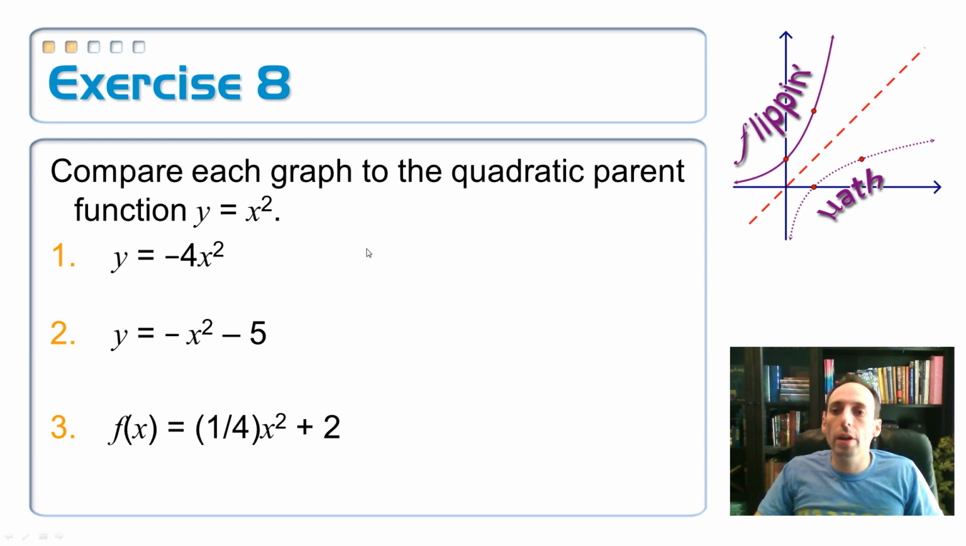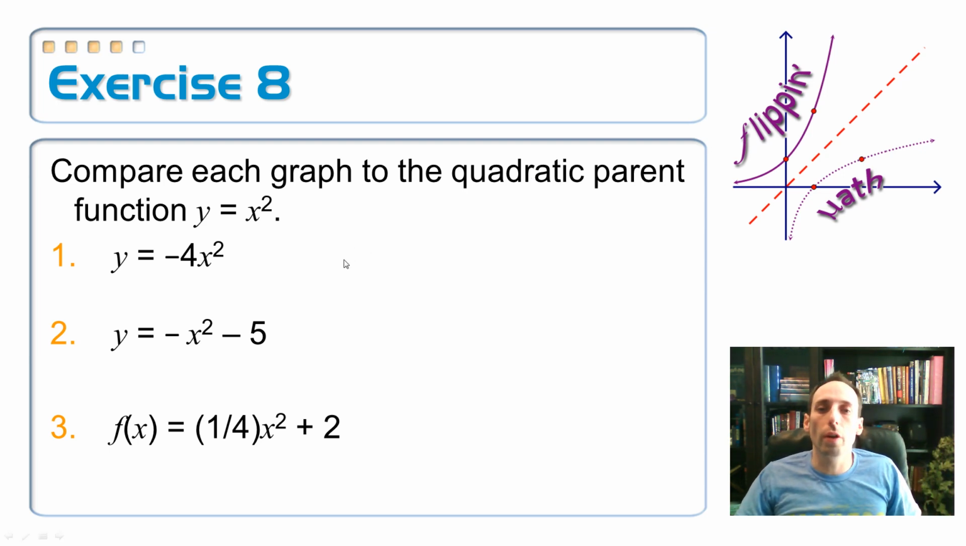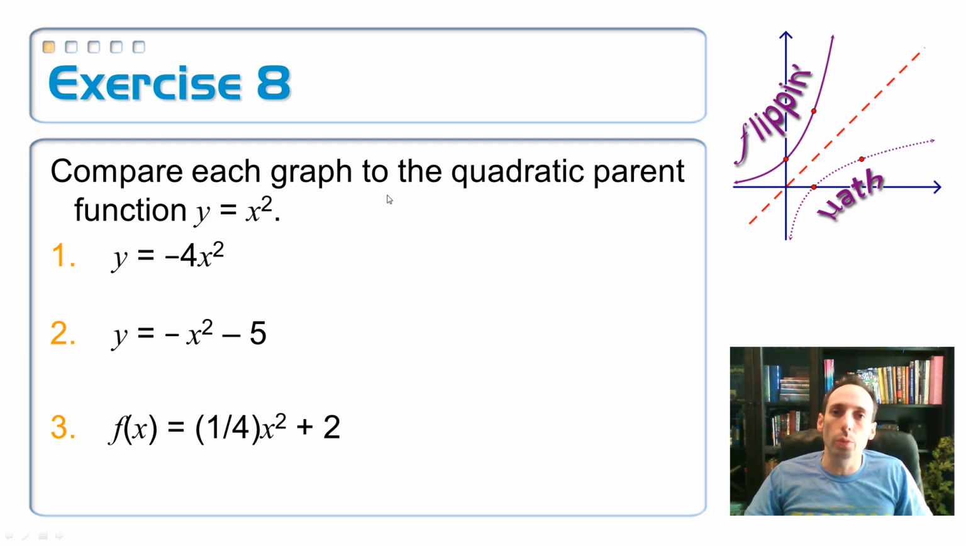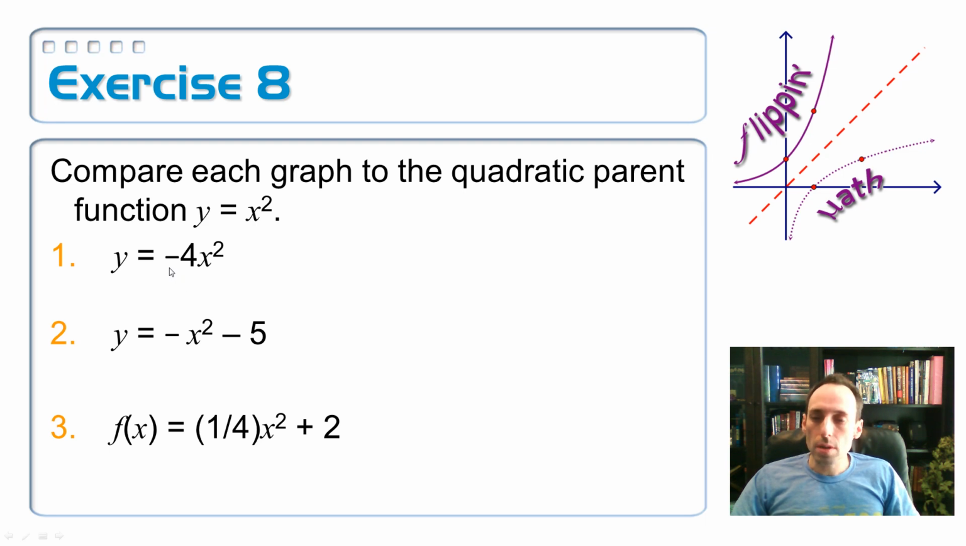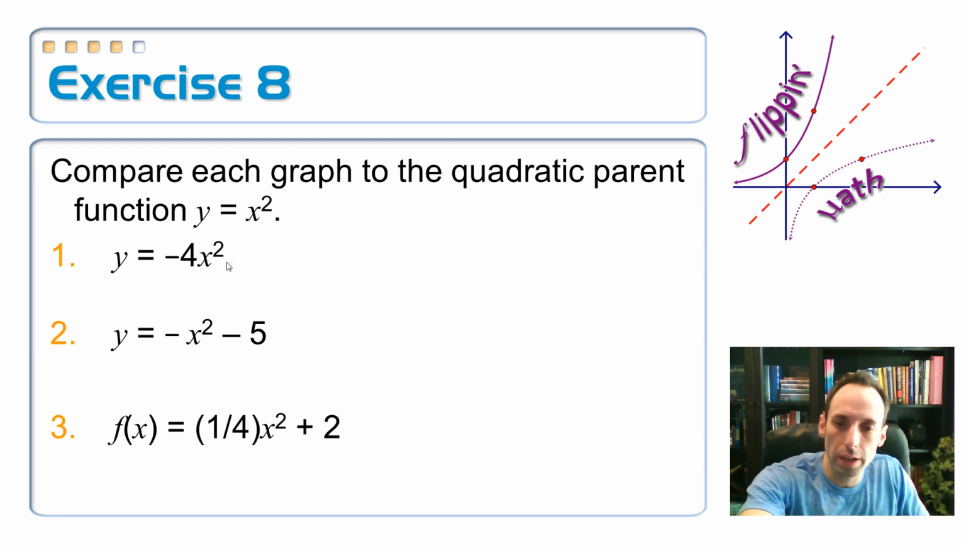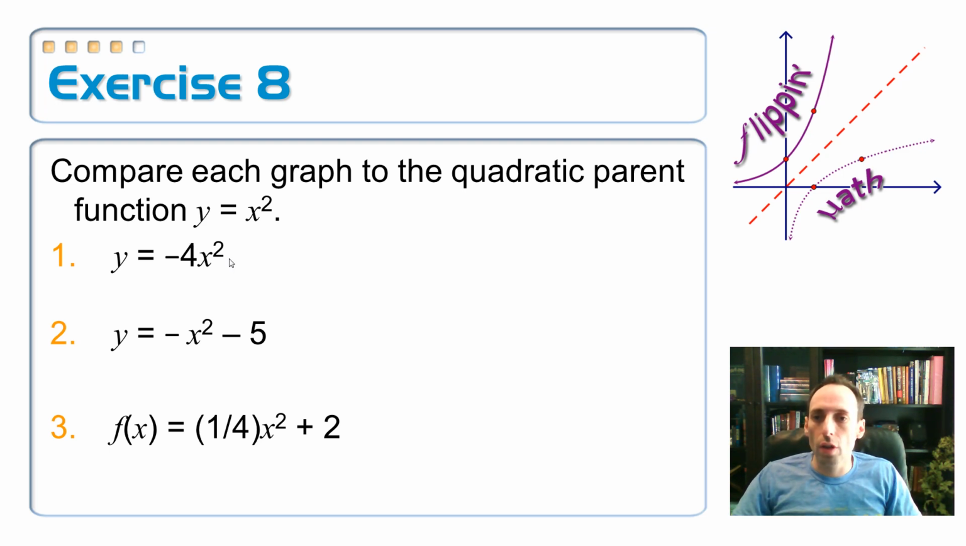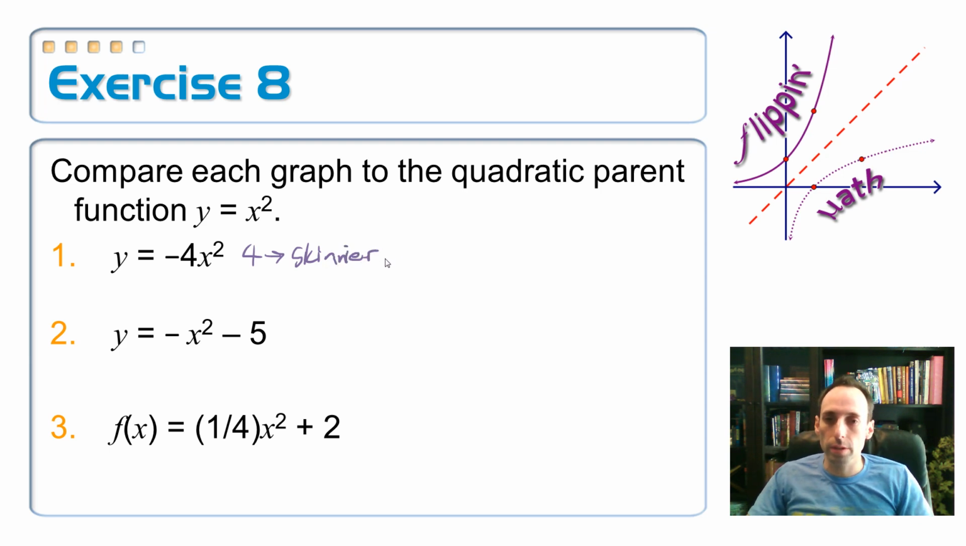Okay. So let's compare each of these quadratic equations to their parent functions and pretty much be done with objective 2. All right, so look at number 1. Number 1, I've got a little negative 4 right in front of the x squared. What is that negative 4 doing? Well, first of all, the 4, it's a number that's bigger than 1, so this is going to make our parabola skinnier. Skinnier parabola.